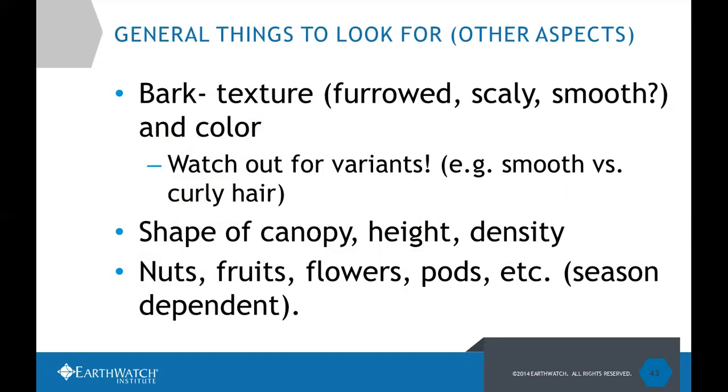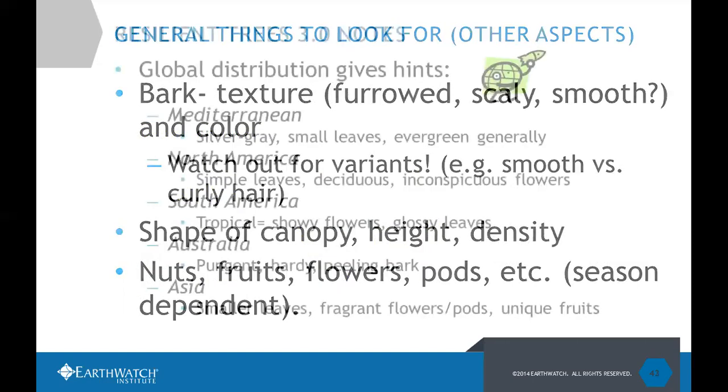Also reproductive parts, so nuts, fruits, flowers, pods, etc. It's often unique to that tree. Or there's something special about those flowers that will help distinguish it from other look-alike species. And obviously it depends on the season. It's a little bit difficult in Southern California because we have trees growing all over in terms of seasons, since it's not really their natural habitat. So just keep in mind that you might be on the lookout for all of these things, regardless of what the technical season is.